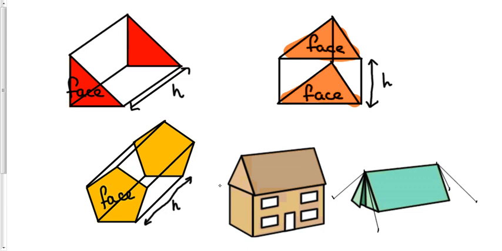Okay, and I just thought I'd show you a couple of other prisms. This house obviously has what we call the gable end of the house, which is a shape made up of a triangle and a rectangle, and then it continues all the way through the house to give us the height from one face to the next. Or if we're camping, we have our tent that has our triangular faces at either side.